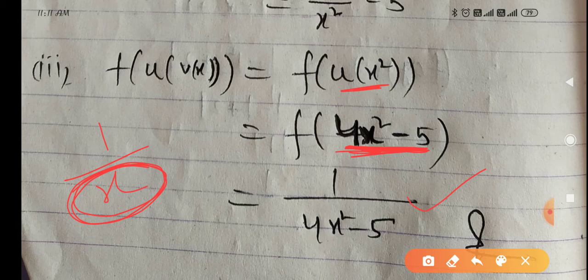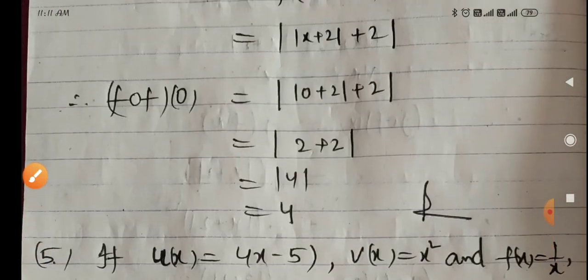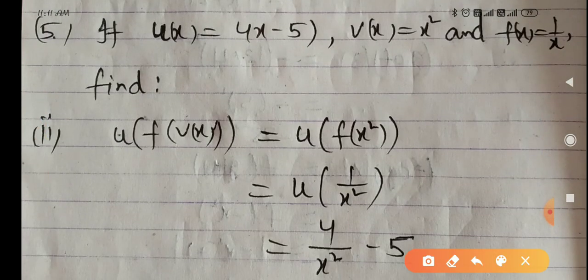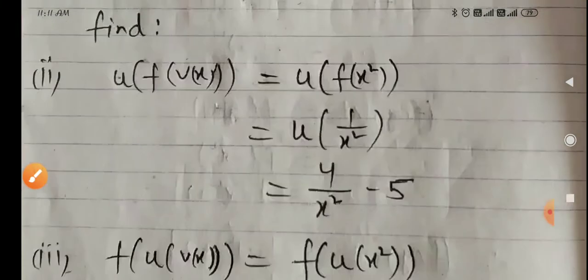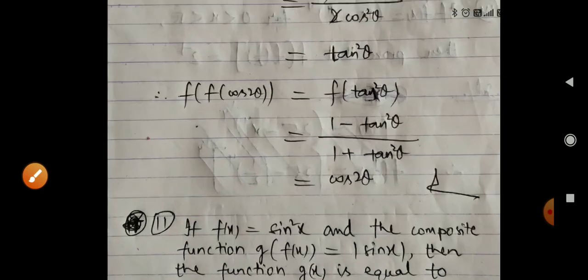Here a composition of three functions was there: u, v and f. So you have seen how to combine, how to make the composition of three functions. Now you can see question number 8.